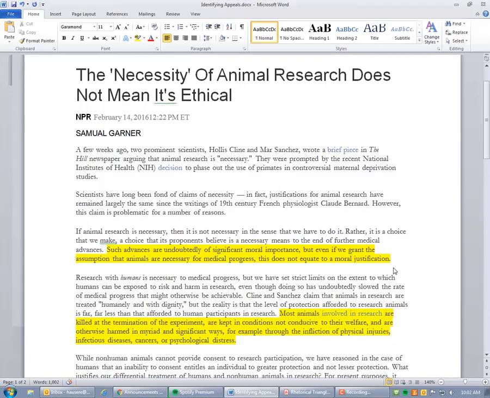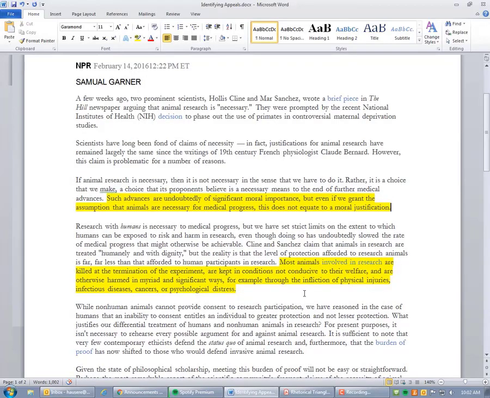So some other things that I've done in here is I've just highlighted one example of each of the rhetorical appeals. First one I have here is pathos.